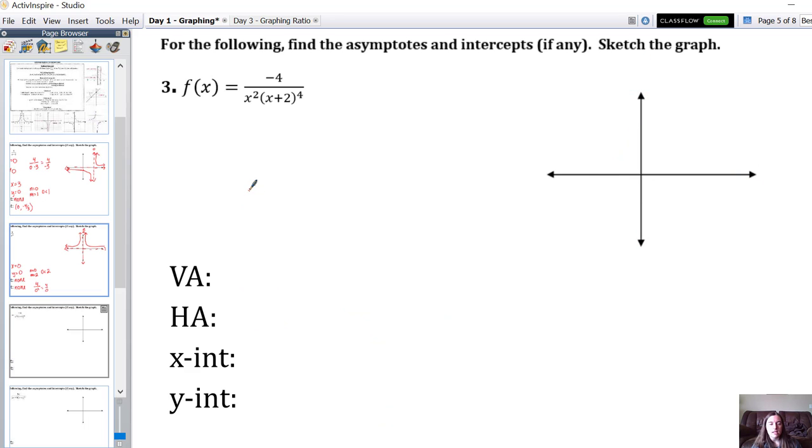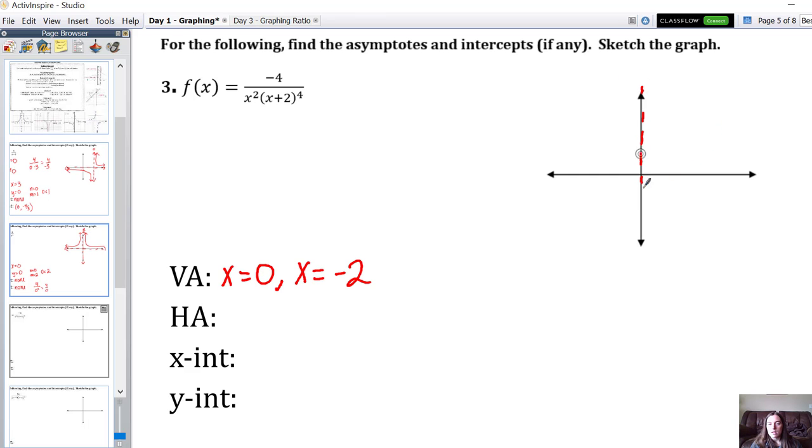Here we've got f of x equals negative 4 over x squared times (x plus 2) to the 4th. Vertical asymptote, we need to look at that denominator. Our factors are x squared and (x plus 2) to the 4th, where we can just set what's inside those parentheses, or just that x, equal to 0. So we have x equals 0, there's one vertical asymptote, and x plus 2 equals 0, meaning we have another asymptote at negative 2.